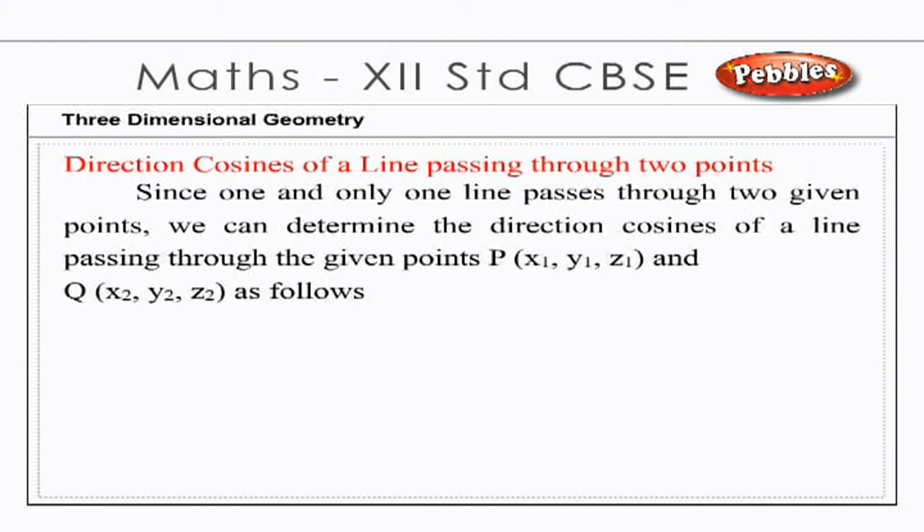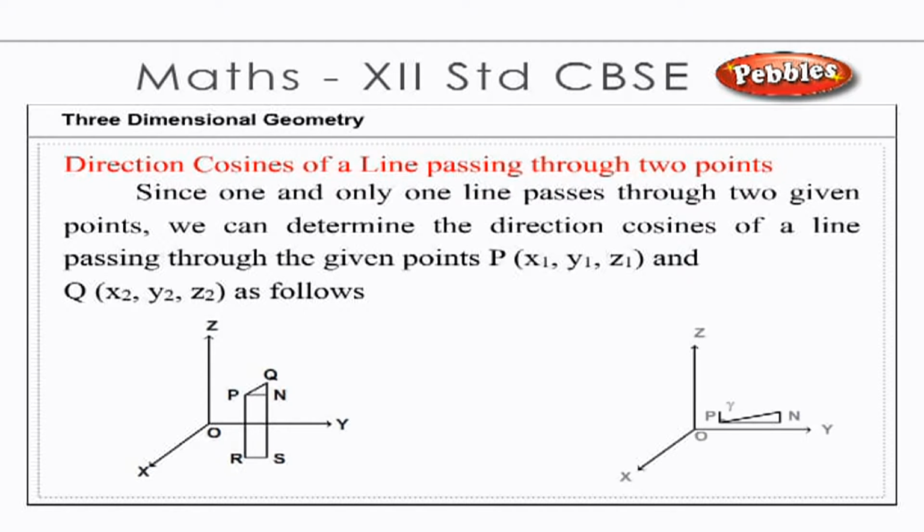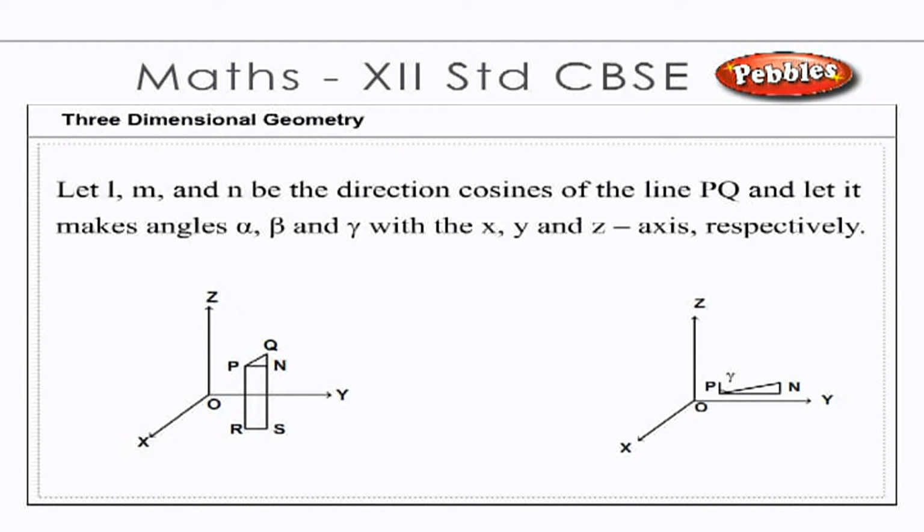Direction cosines of a line passing through two points. Since one and only one line passes through two given points, we can determine the direction cosines of a line passing through the given points P(x1, y1, z1) and Q(x2, y2, z2) as follows. Let l, m and n be the direction cosines of the line PQ and let it make angles alpha, beta and gamma with the x, y and z axis respectively.